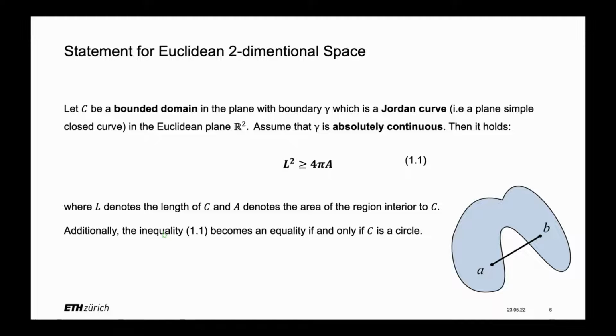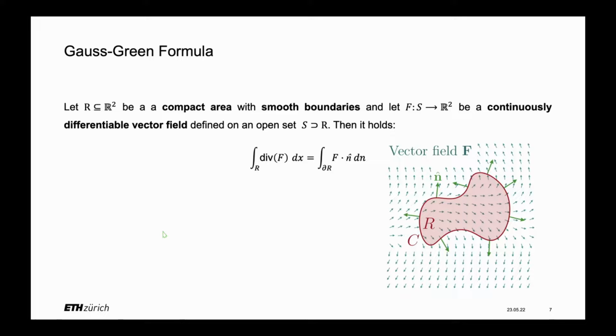So let's have a look at this figure here. The L would be just the boundary, and A would be the whole area interior to our C. Additionally, the inequality becomes an equality if and only if C is a circle. So this is exactly what we've seen before with the figures, now described in a really formal mathematical way. So how can we prove that? Let's start with the little puzzles we need for the proof.